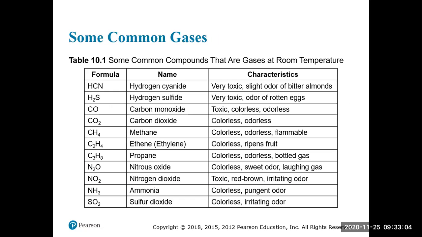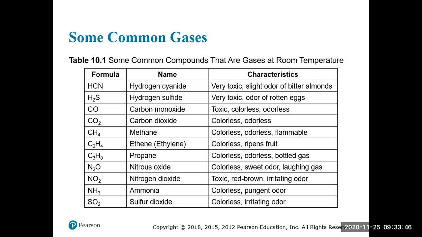There's a whole bunch of common gases that we talk about, and these are ones that are gases at room temperature. Hydrogen cyanide, HCN, is very toxic. Hydrogen sulfide, H2S, is that rotten egg gas smell you may get sometimes. Carbon monoxide is the one people worry about in their homes, where periodically someone gets injured or killed because they breathe it. The problem with carbon monoxide is that it is odorless and colorless, so you don't know it's there until it's too late.